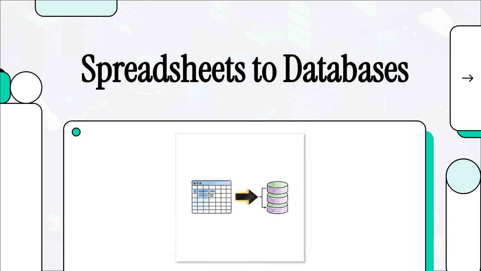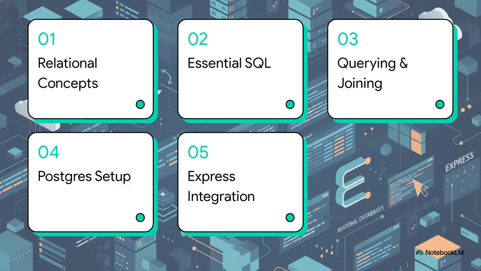Welcome to the Explainer. So today we're going to completely demystify backend architecture. We're taking a journey straight from basic database theory all the way up to practical Express integrations. If you've ever learned front-end development and then suddenly hit that wall where you're like, wait, where does all this data actually live? Well, you're exactly in the right place. We're going to transition from just thinking about spreadsheets to building real databases, specifically diving deep into relational databases, SQL, and Postgres.